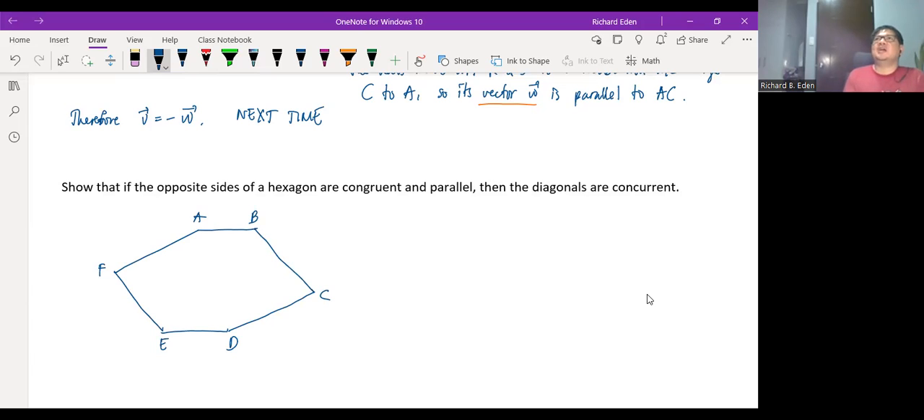We know in a regular hexagon, the diagonals are concurrent. But here we are asked to show that even if it's not a regular hexagon, all you need is, if you compare opposite sides, for the members of that pair to be parallel and congruent. In fact, apparently that's all we need, and the diagonals are already going to be concurrent. No way. Wait, so even if it's not a regular hexagon.